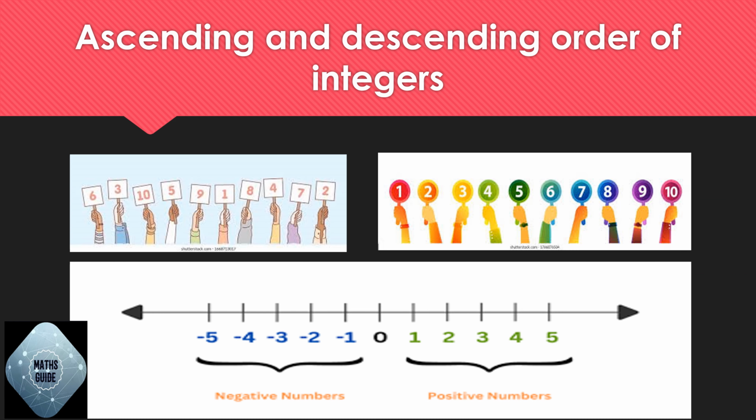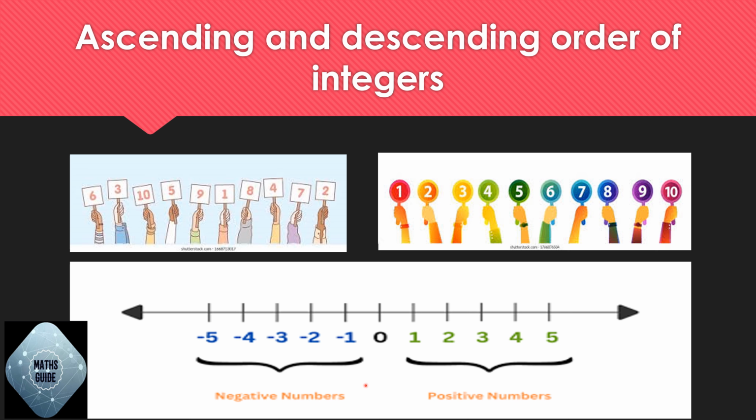Ascending and descending order of integers is very simple. As we all know, ascending order means arranging numbers from smallest to greatest, and descending order means arranging numbers from greatest to smallest. I have already made a complete video on integers where I have explained that integers are all positive and negative numbers without decimals and fractions. The link of the video is provided in the description.